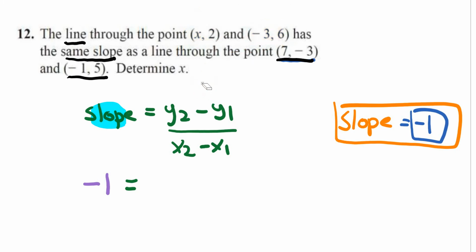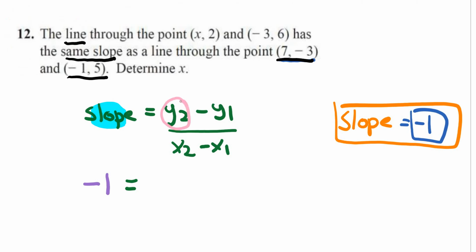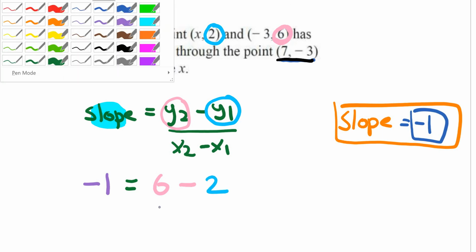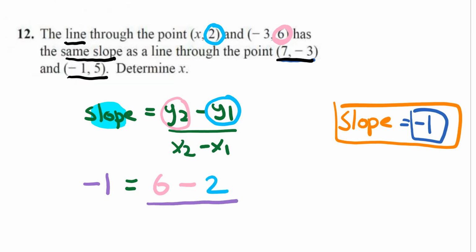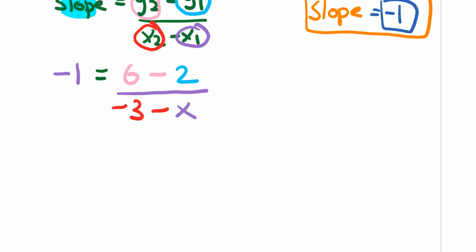Okay. All right, so let's do this here. What's the value of y2? Well, the value of y2 is going to be 6 now, right? So 6 minus, and what's the value of y1? Well, the value of y1 now is 2. So 6 minus 2 all over, and then what's the value of x2? Well, the value of x2 is going to be negative 3. So negative 3 minus, and what's the value of x1? Well, the value of x1 is just this x value there, so that's just x. All right, so there you go. That's how you set up this particular equation here.